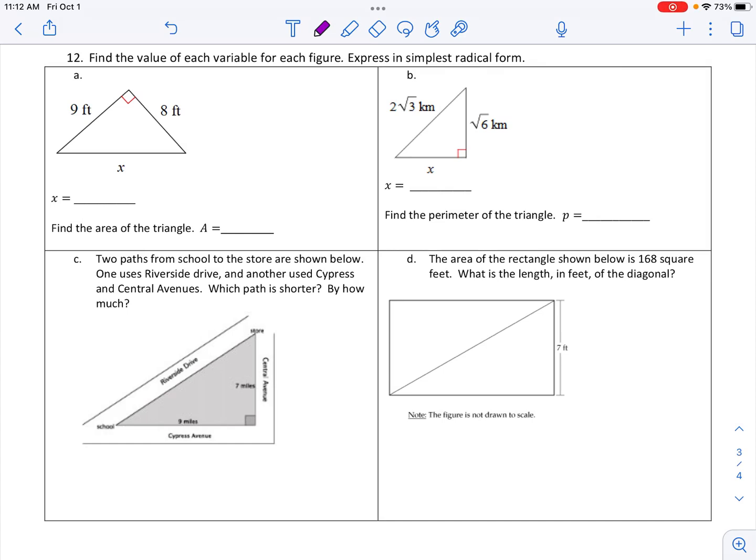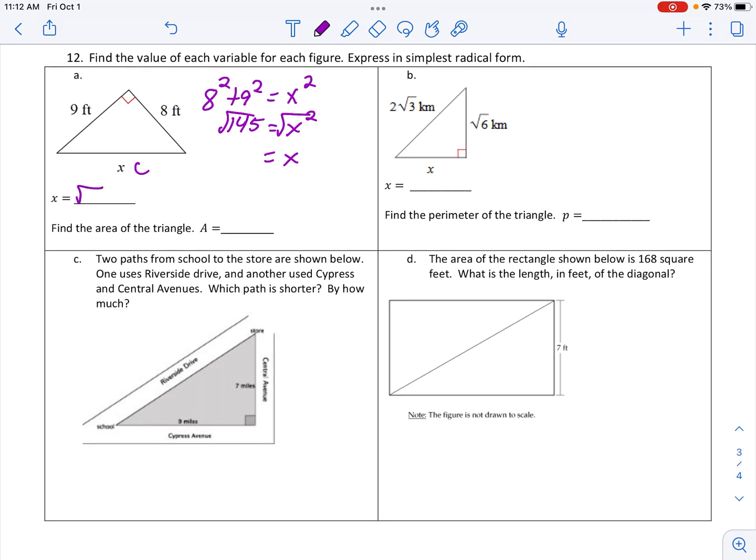Okay, number 12. Right triangle, finding the missing side length, good old Pythagorean theorem. X happens to represent the hypotenuse. 8 squared plus 9 squared equals x squared. All right, square them out, add them up. 64 plus 81 gives me 145. Square root it and simplify that radical.